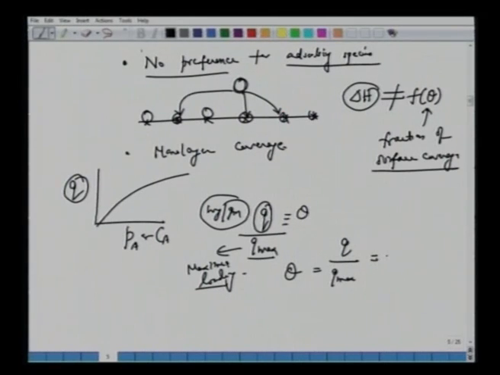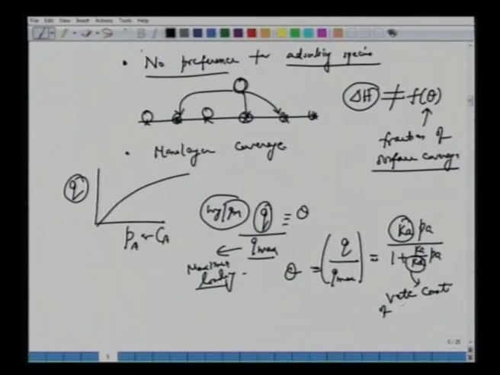It has been shown, one can show, it's not difficult to show here. Maybe you can go through certain books on kinetics to obtain a relation as theta equals Ka Pa over 1 plus Ka over Kd into Pa. Here Kd is the rate constant for desorption, and Ka is the rate constant for adsorption.